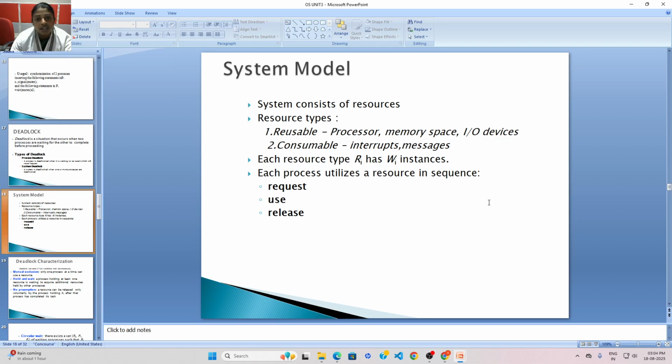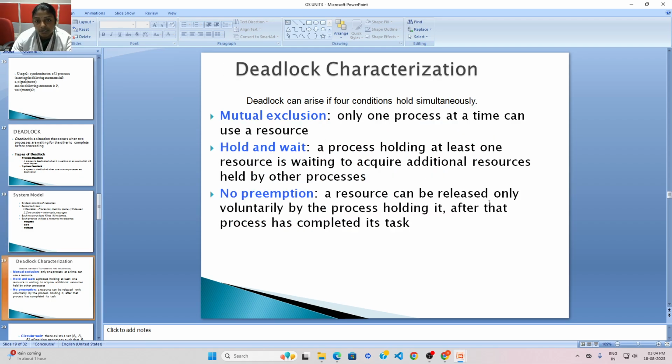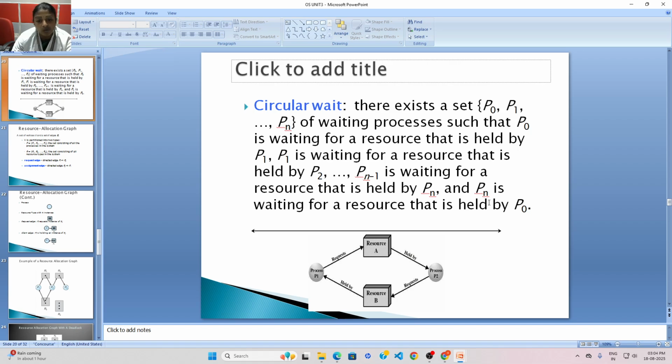Next, the system model: reusable and consumable resources. Next, what are the characteristics of deadlock? Mutual exclusion, hold and wait, no preemption. These are the characteristics of deadlock. Next, circular wait. Many resources are available in a circular wait, and many resources cannot do a job at the same time. In circular wait, until the first job is completed, the next upcoming jobs cannot be allowed. Only when the job is completed do we allow the next jobs. This is how circular wait behaves.